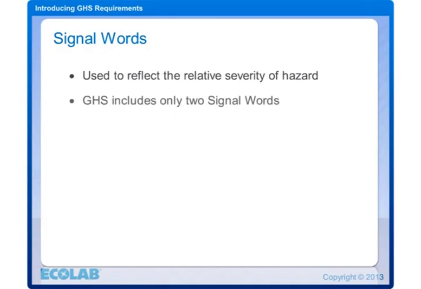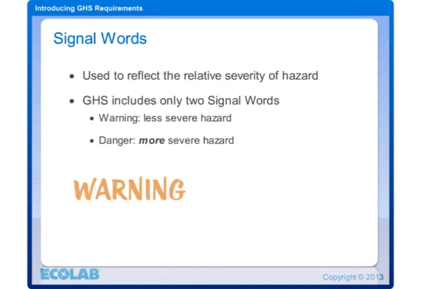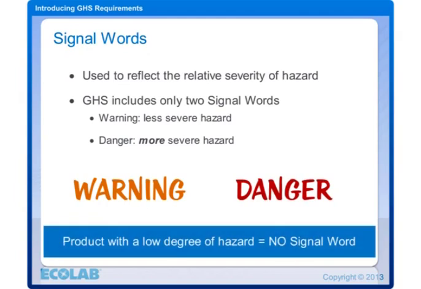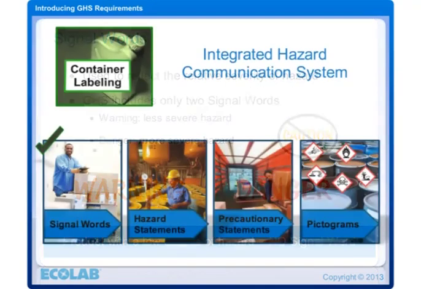Signal words reflect the relative severity of the hazard. In GHS regulation, we have two signal words, danger and warning. Warning indicates a less severe hazard. Danger indicates a more severe hazard. For products with a low degree of hazard, no signal word will appear. In case you are thinking about the word caution, this signal word has been removed from use.